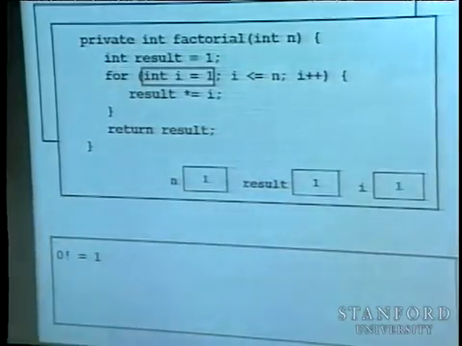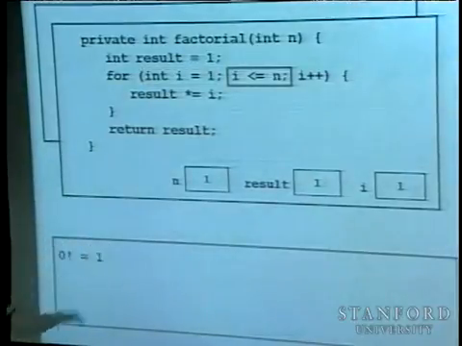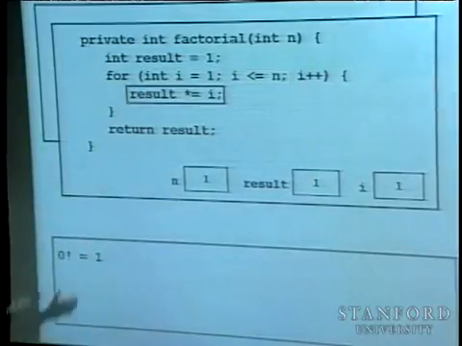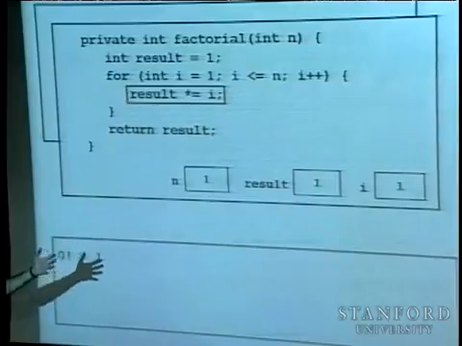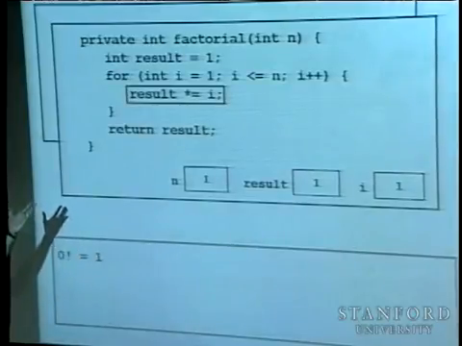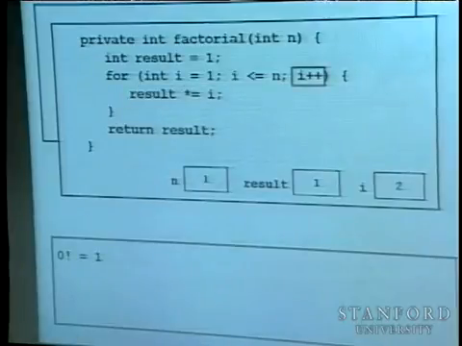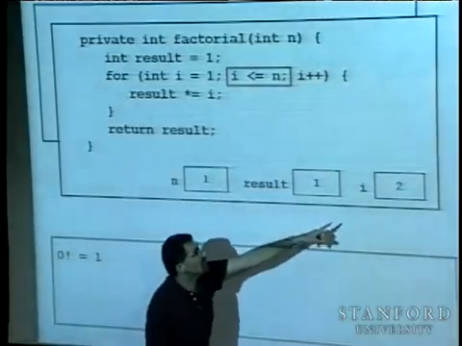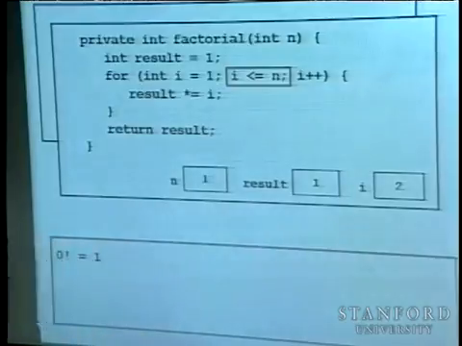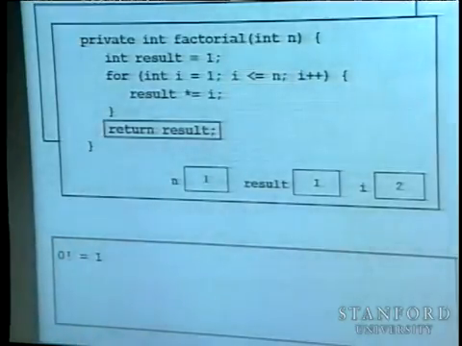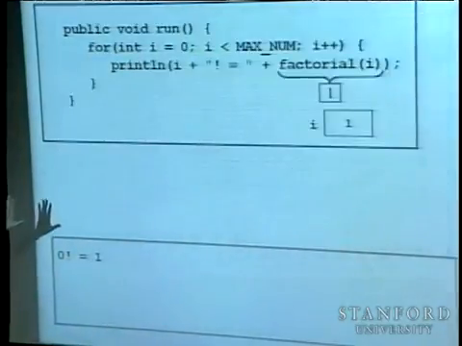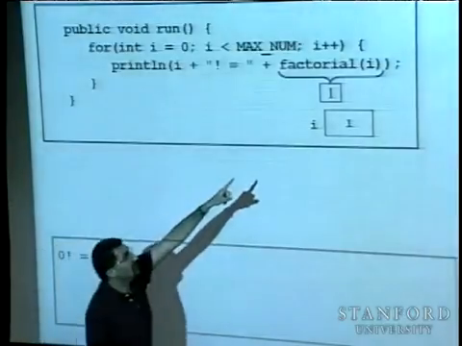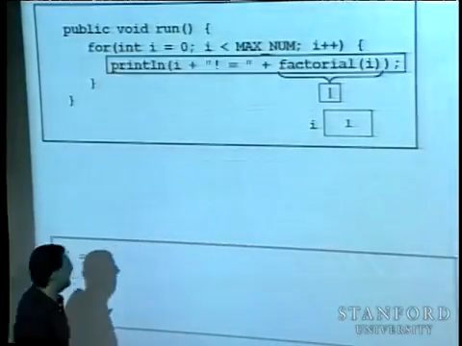We set I equal to 1. We check the test. The test is true because 1 is less than or equal to 1. We multiply result by 1, which is 1, and we store it back in result. So that looks like it does nothing, but it really multiplied 1 by 1, stored it back into 1. We add another 1 to I. I is now 2. When we do the test, 2 is not less than or equal to n, which is 1. So it says, I'm done, and it returns result. So this guy goes away again. And factorial of 1 is 1. So that's what we write out on the screen.